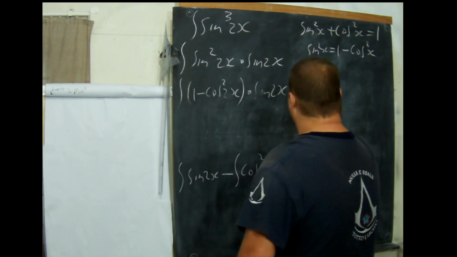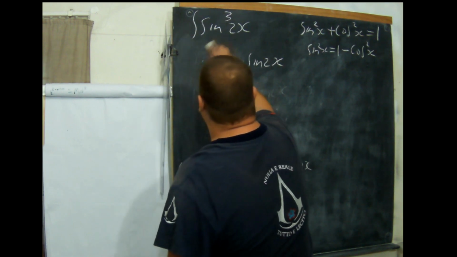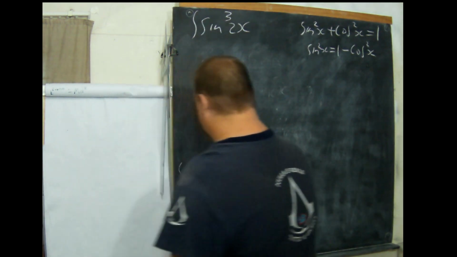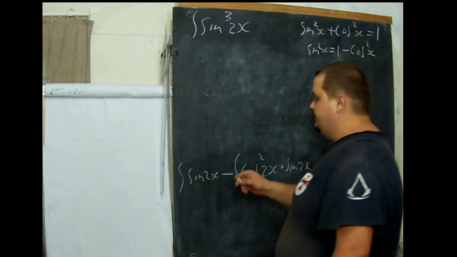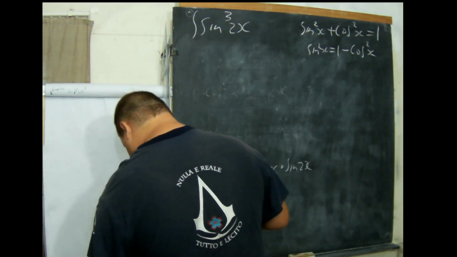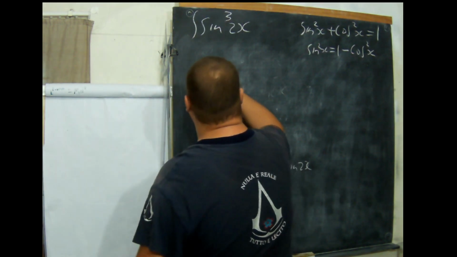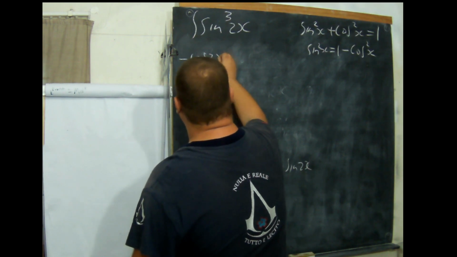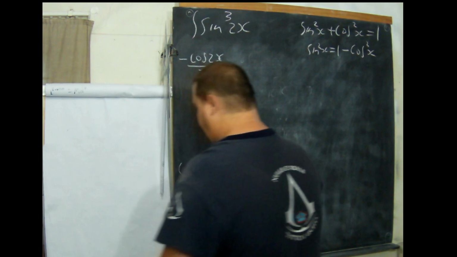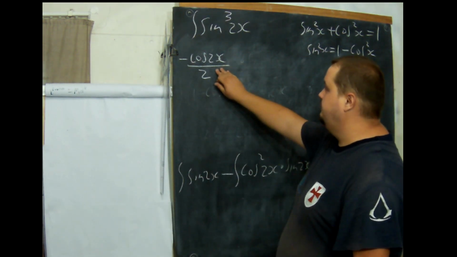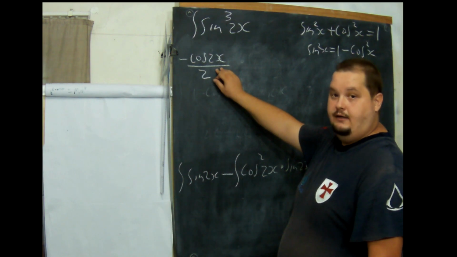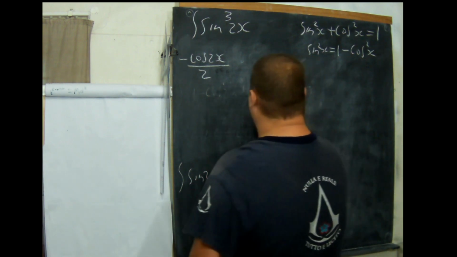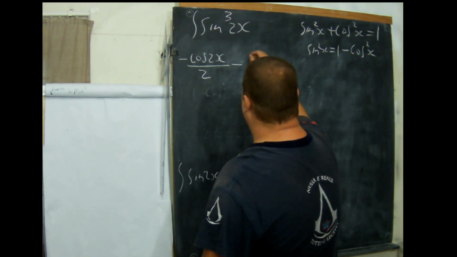I'm just erasing so that I have more space to work with. Now, what we're going to do is integrate sine 2x. So, the integral of sine 2x is minus cos 2x over 2. Now, the reason it is over 2 is because when we integrate, we divide. When we differentiate, we multiply, which you will see in action right now.